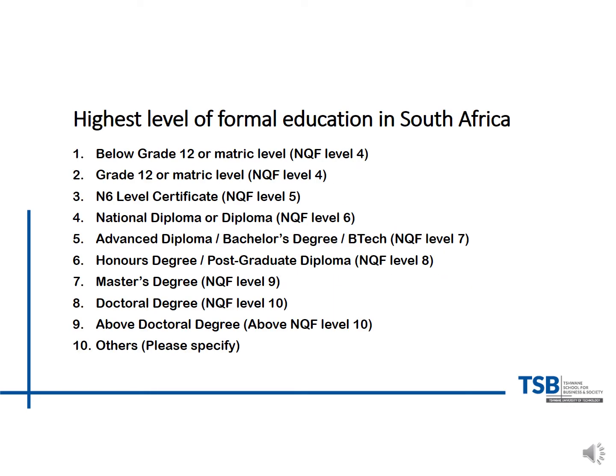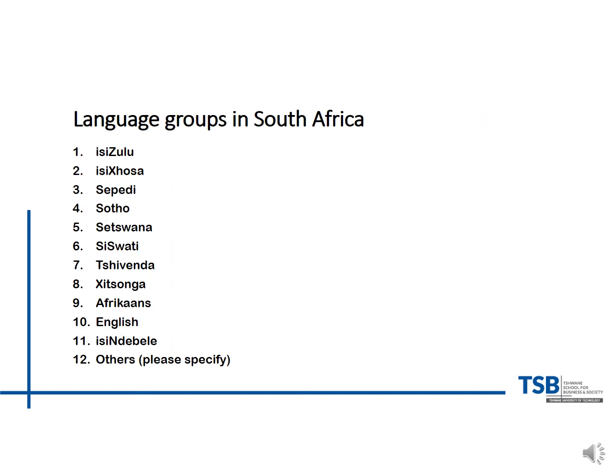Please be mindful about the highest level of formal education in South Africa. There are standard levels that are recognized and defined by the Bureau of Statistics, that would be Statistics South Africa. Please utilize categories as defined by Stats. Language groups, there are 11 of them. These are once again designated and properly defined by Stats, and please stick to those definitions.